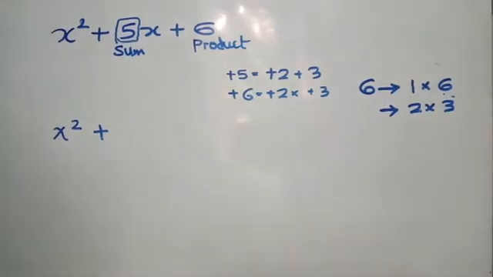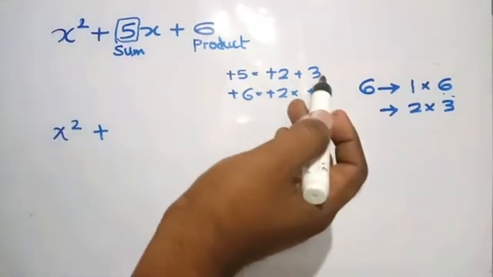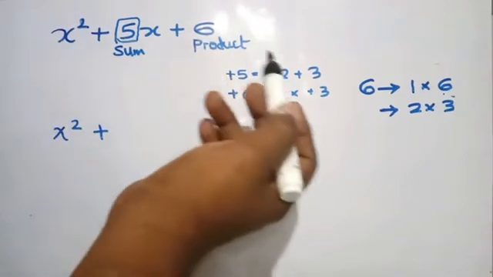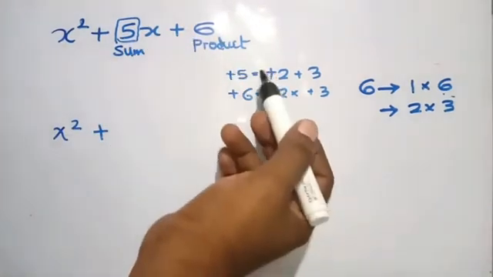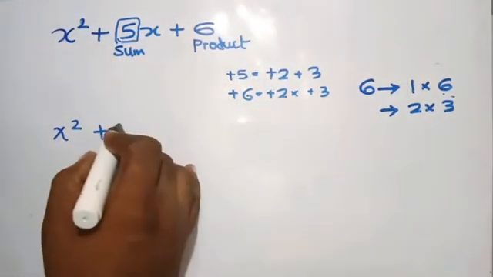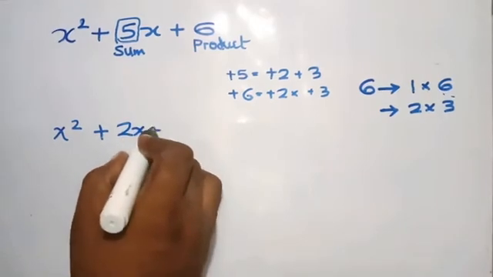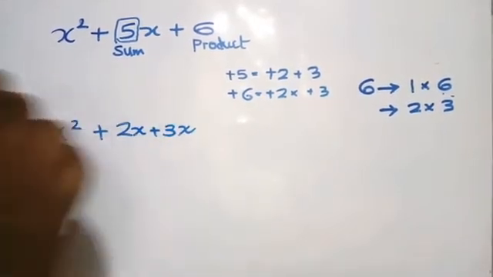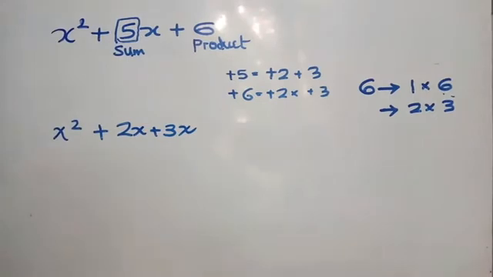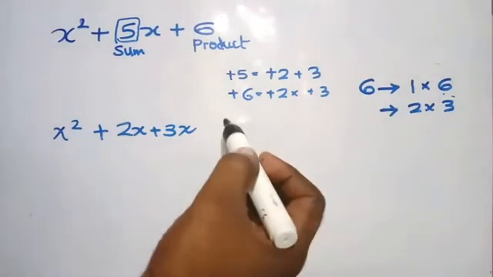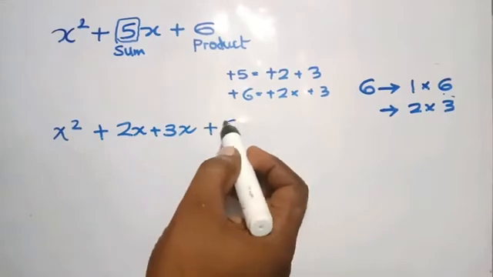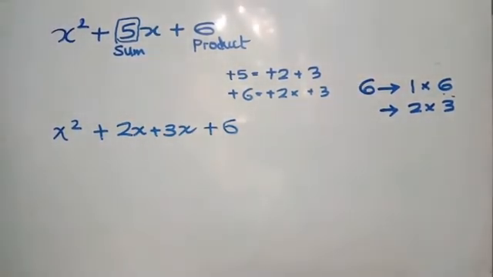Okay, so 5 can be written as 2 plus 3. So 5x can be written as 2x plus 3x. 5y is 2y plus 3y. 5a is 2a plus 3a. Okay, plus 6. 6, let it be as 6, no issue.